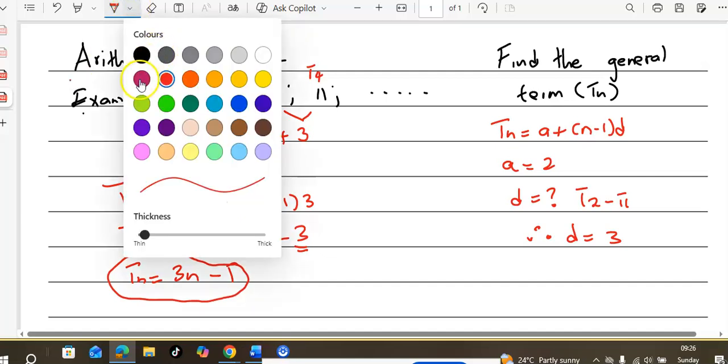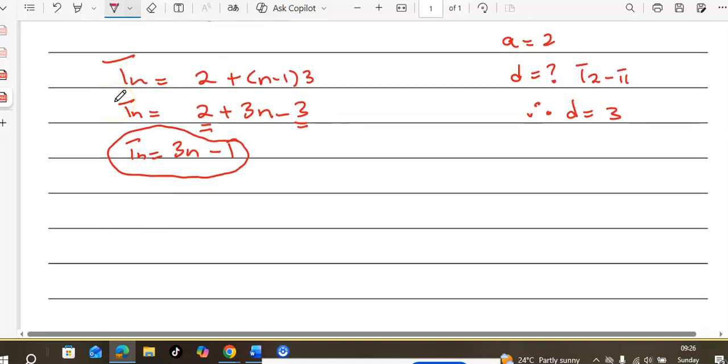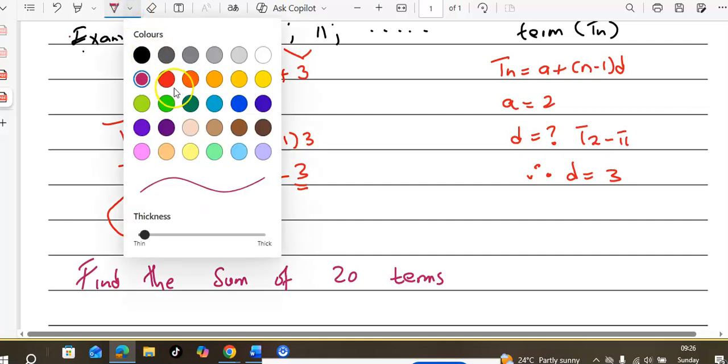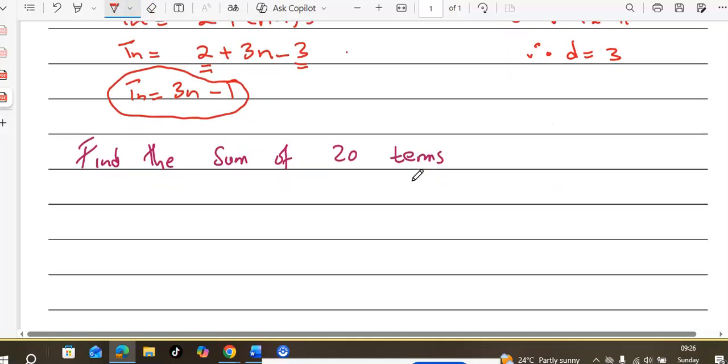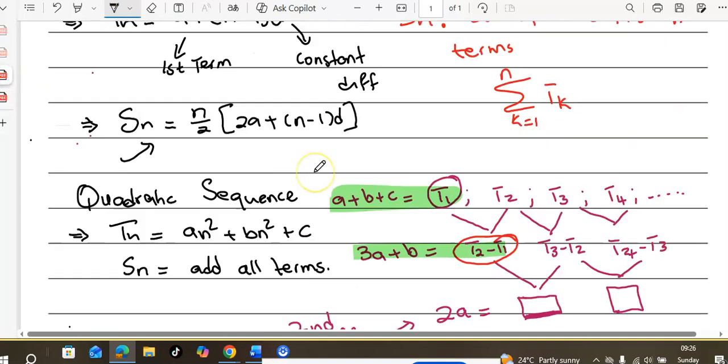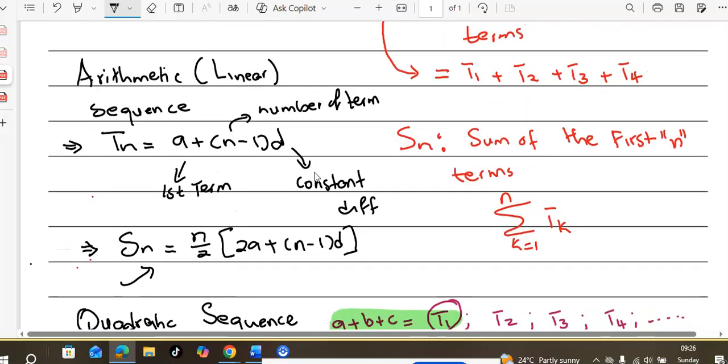Yes. Okay, so now the next question that you should expect is: find the sum of 20 terms. So to find the sum of 20 terms, what we're going to do is that we need to check, is this an arithmetic sequence? Yes. And which formula do we use for arithmetic? So if we can go back and review our notes, we said that for an arithmetic sequence, the formula that we use for the sum is this one. So we just have to write out that formula down.